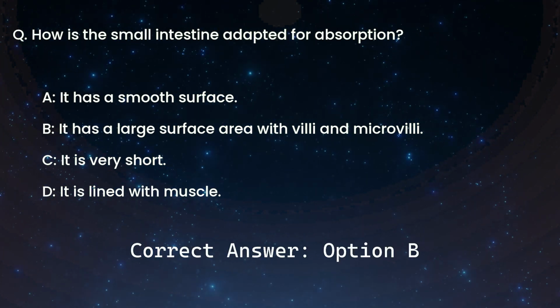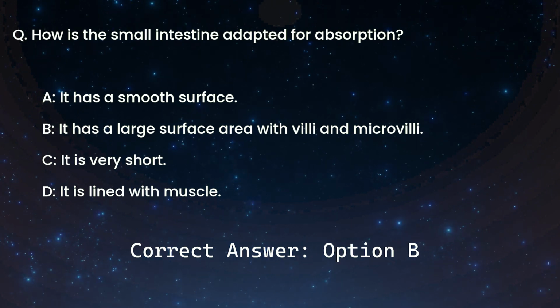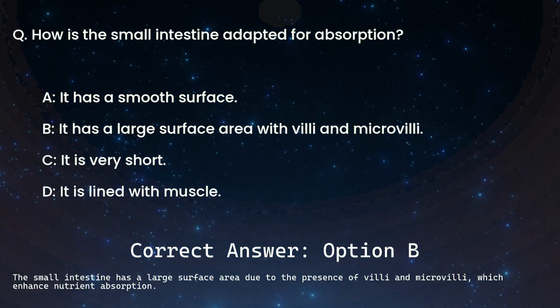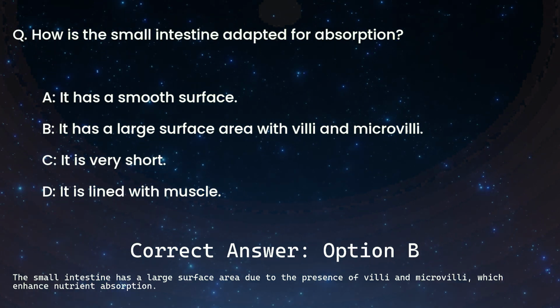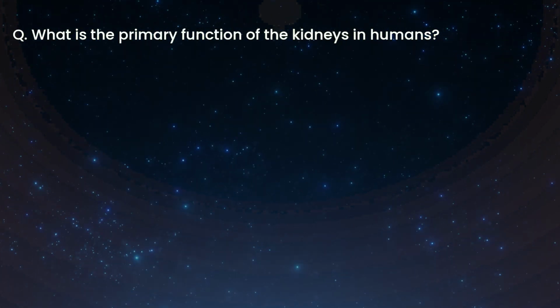The correct answer is option B, which is it has a large surface area with villi and microvilli. The small intestine has a large surface area due to the presence of villi and microvilli, which enhance nutrient absorption. Question: what is the primary function of the kidneys in humans?